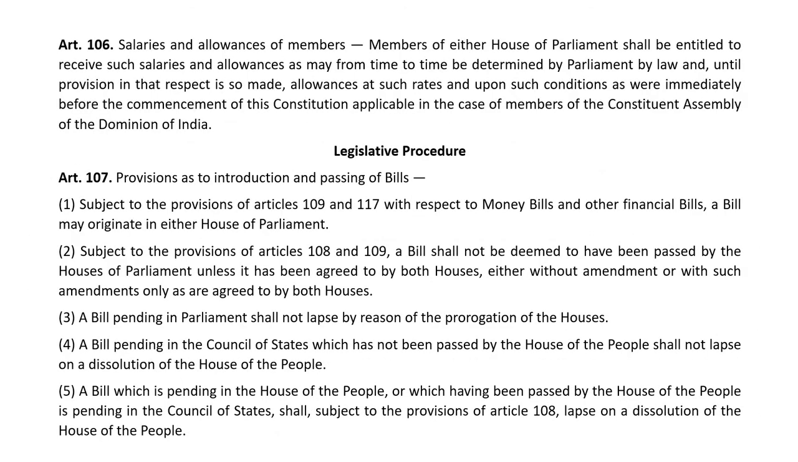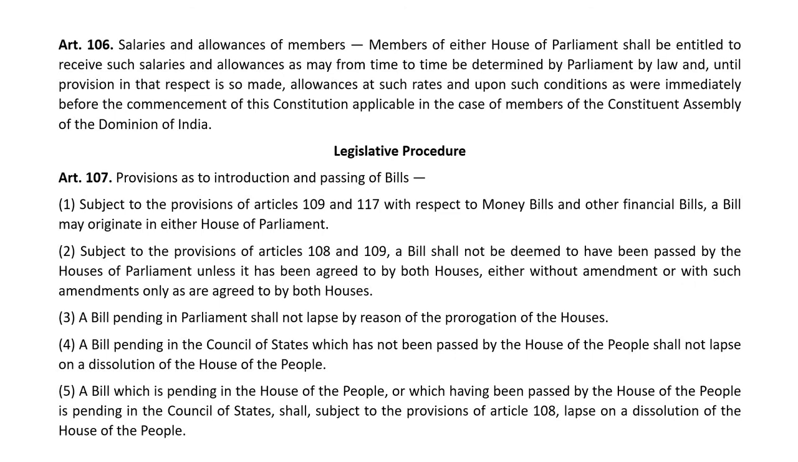Article 106, salaries and allowances of members. Members of either House of Parliament shall be entitled to receive such salaries and allowances as may from time to time be determined by Parliament by law, and until provision in that respect is so made, allowances at such rates and upon such conditions as were immediately before the commencement of this Constitution applicable in the case of members of the Constituent Assembly of the Dominion of India.